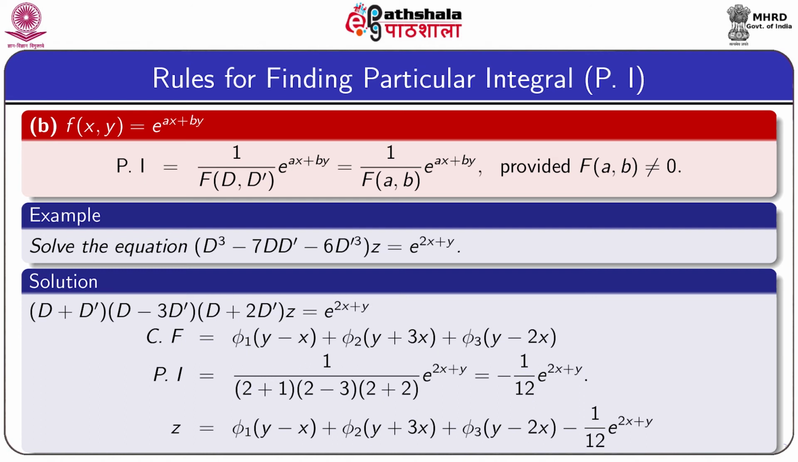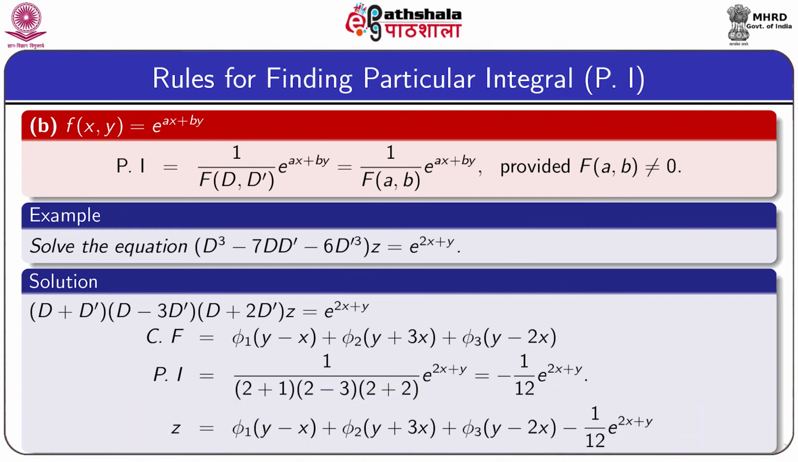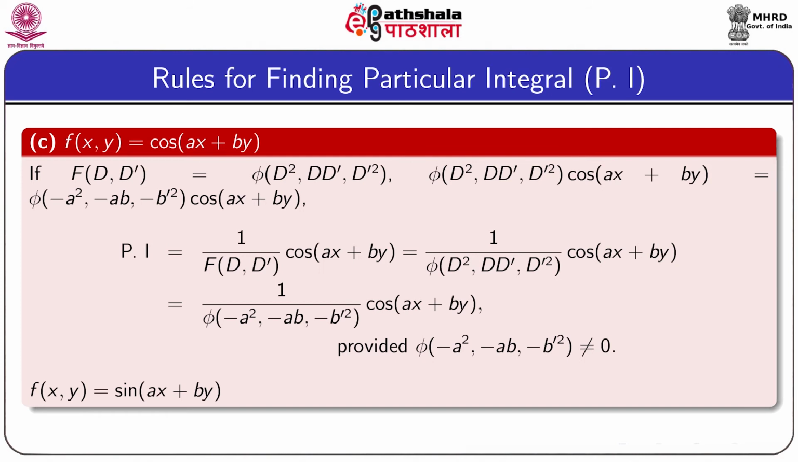The general solution becomes z equals phi 1 plus phi 2 plus phi 3 minus 1 by 12 e to the power 2x plus y, that is complementary function plus particular integral. Now, I am going to discuss the case when small f is either a cosine function or sine function.